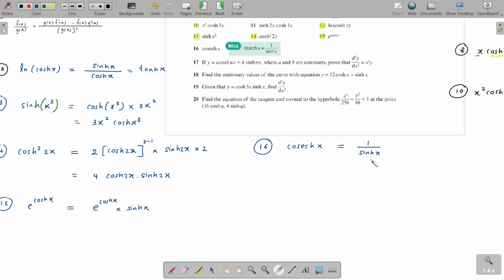So how do we do this one? We could use the quotient rule, but I prefer doing it like this. 1 over sin x, if I write it like this, do you agree? Sin x to the power minus 1, the whole thing to the power minus 1. So now we can differentiate. Now d by dx of this cosech x.